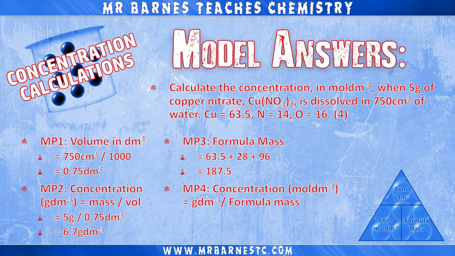Finally, we need to convert grams per decimeter cubed into moles per decimeter cubed. To do this, we divide the grams per decimeter cubed by the formula mass, so 6.7 divided by 187.5, giving you a final answer of 0.036 moles per decimeter cubed. And there we have it. Hopefully that's all made sense.